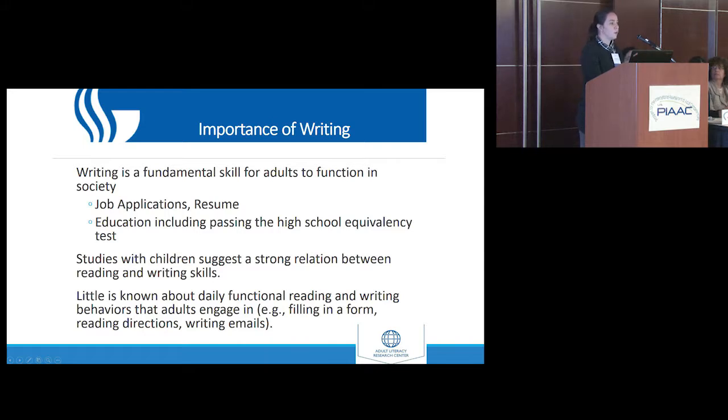But what we do know from work with K through 12 children is that there's a fairly strong relation between reading and writing skills. As I said before, it'd be great if PIAAC did actually have writing ability, but what's unique about PIAAC is that it provides information on these daily functional writing as well as reading behaviors, so things like filling in forms. I'm not going to talk about the reading today, but we did look at that as well in our paper, so things like reading directions and reading emails.